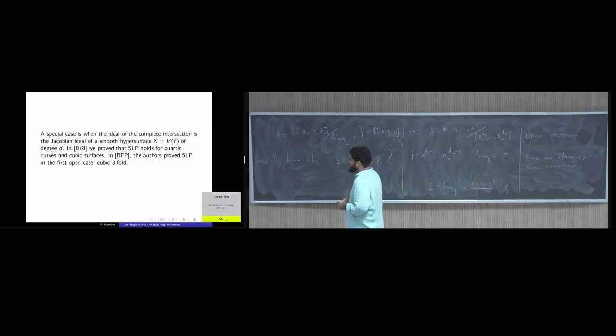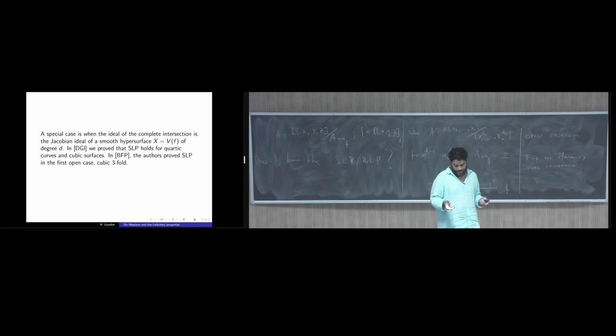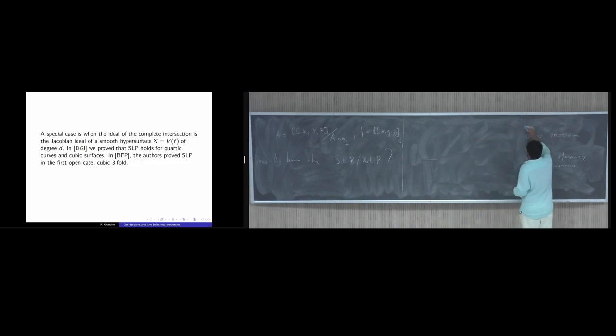A special case, as I said, is the case of Milnor algebras. So it's a complete intersection where the ideal is the Jacobian ideal of a smooth complex projective hypersurface. We proved it for cubic surfaces, and just last year it was proved for cubic threefolds, and it's open in general, even for cubics. So if one stays with a very precise and particular open problem in mind, this should be another interesting open problem to have in mind.